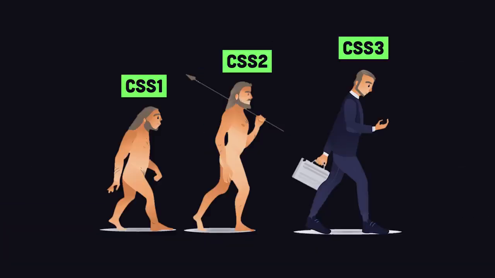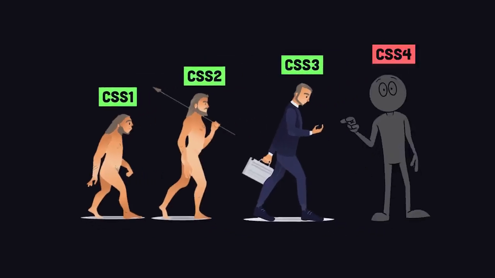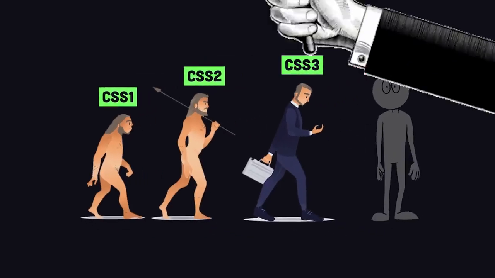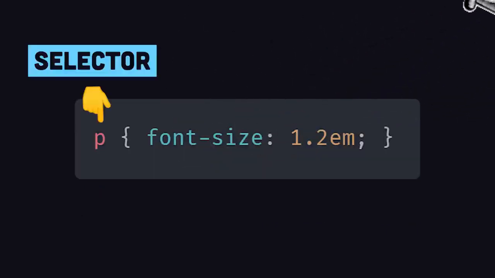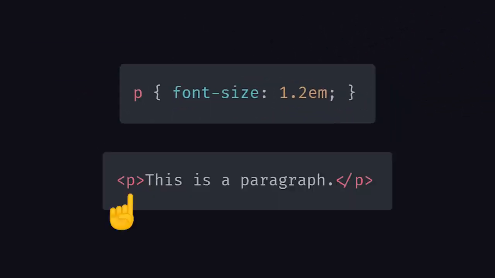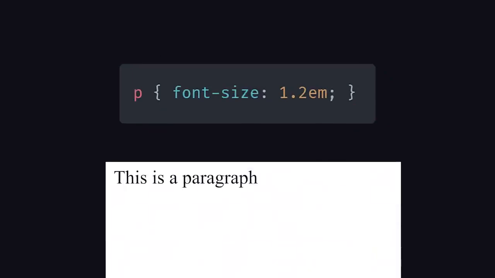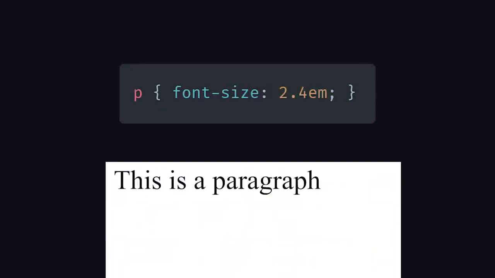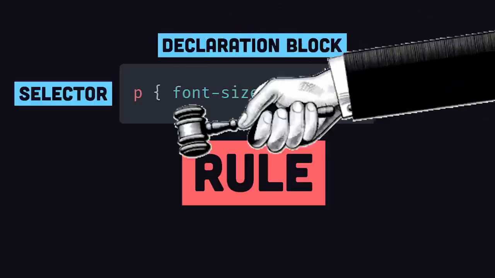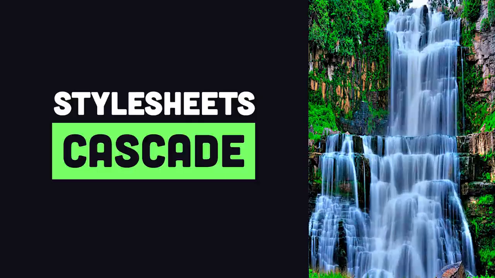The language continues to evolve to this day with new features, but there will never be a CSS4, just updates to the existing language. The typical CSS rule starts with a selector that can be matched to an element in the HTML document. You then use braces to create a declaration block that contain properties that change the appearance of that element. This is known as a CSS rule, but the tricky thing is that style sheets cascade.